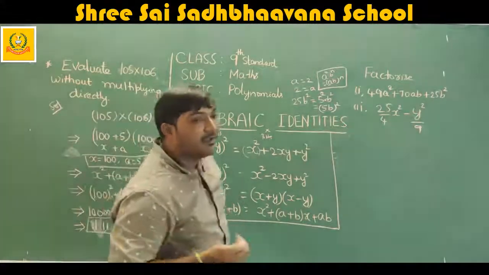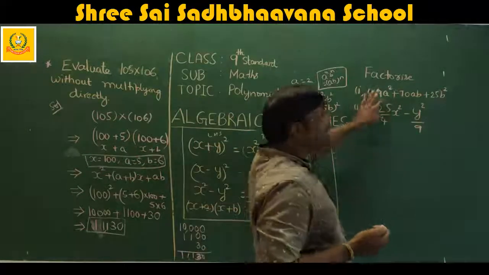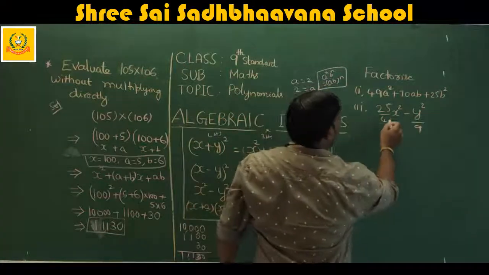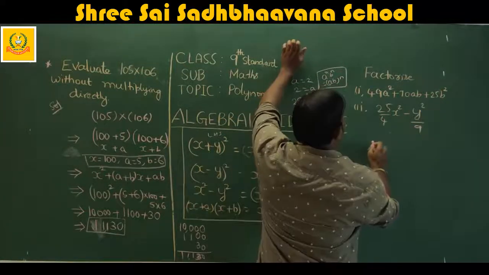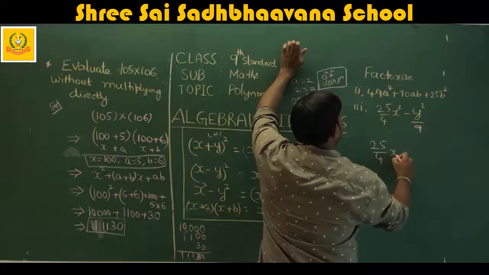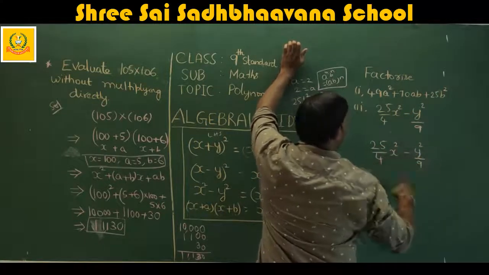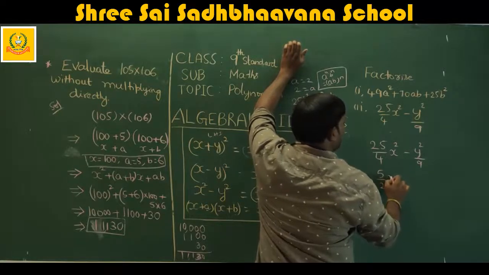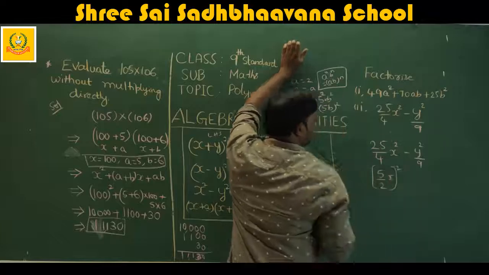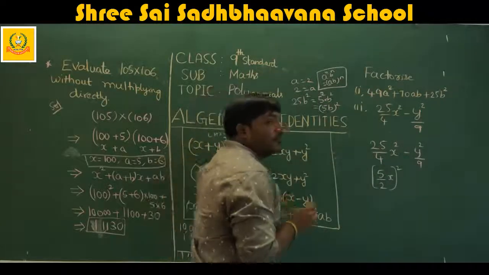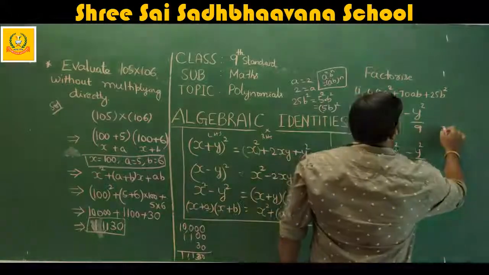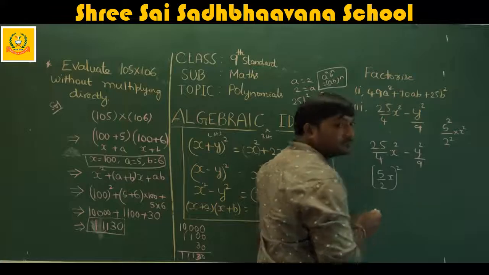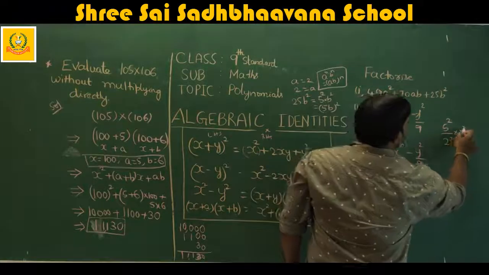So how can you apply it? Again I told you we have perfect squares here. When you have perfect squares, x is also a square, y is also a square. This is 25 by 4 x square minus y square by 9. So 25 by 4 can be written as 5 by 2 whole square, and x is already squared. Correct? Because 25 by 4 can be written as 5 square by 2 square. Got it? Everywhere we have a common exponent.